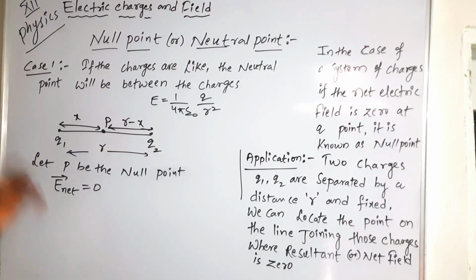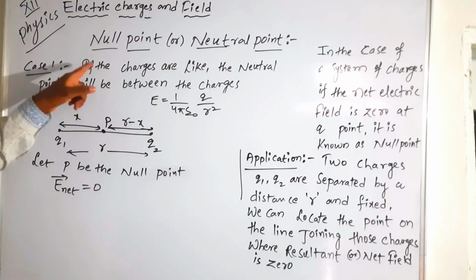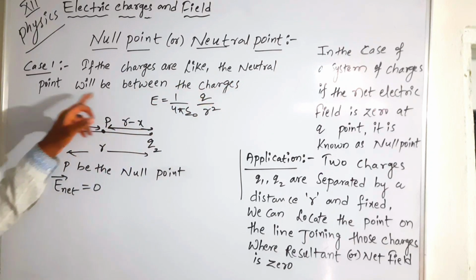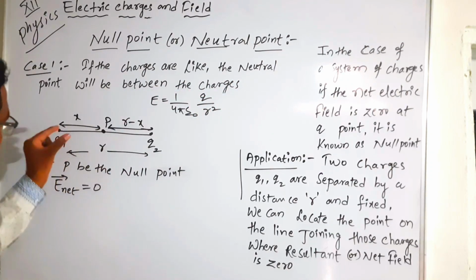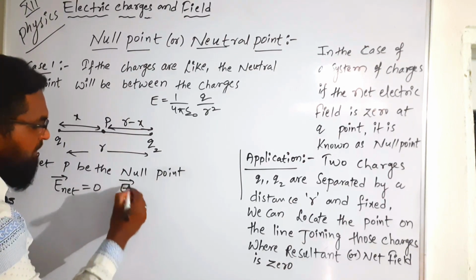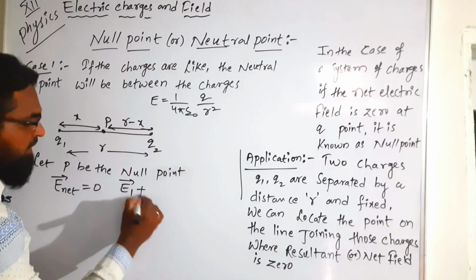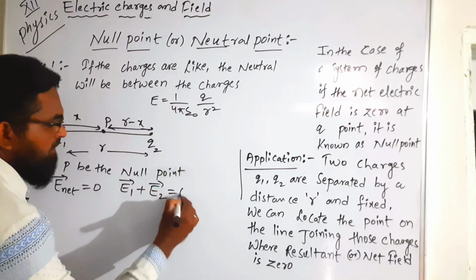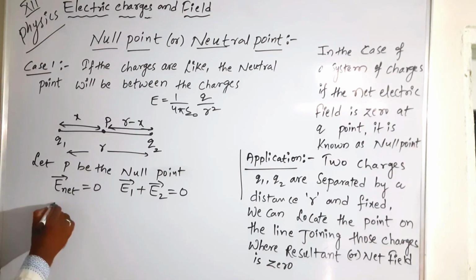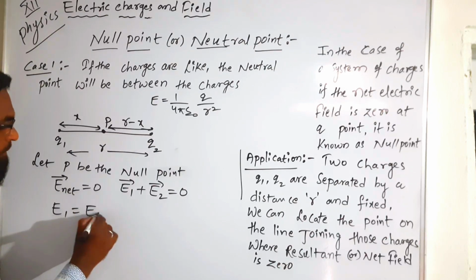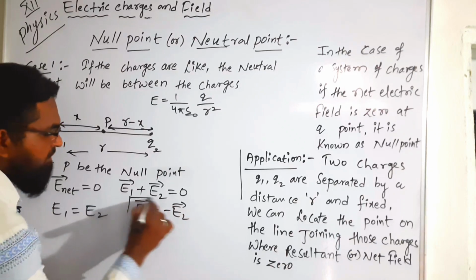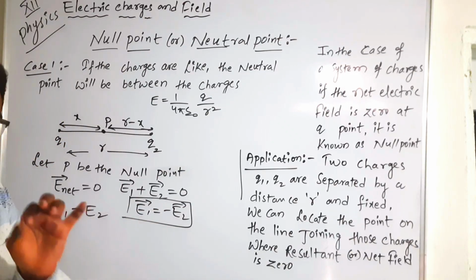Very important, I am talking about case 1. Case 1 says that if the charges are like charges, two positive charges, the neutral point will be between the charges, at point P. So now there are two electric fields: the electric field E1 of charge Q1 and the electric field E2 of the second charge, and E1 bar plus E2 bar is equal to 0. I am writing both in vector form. When I write the magnitude relation, E1 equals E2. Actually in vector form we get E1 bar minus E2 bar, but when I write the magnitude relation, E1 equals E2.